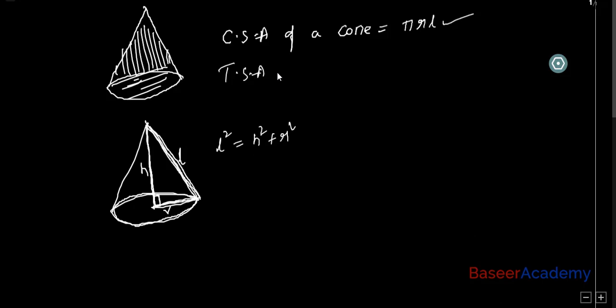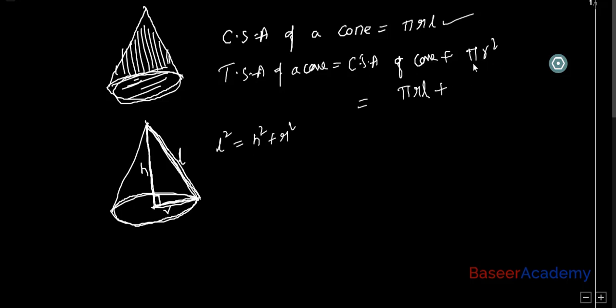The total surface area of a cone is always the curved surface area plus the bottom circle. The curved surface area of the cone is pi r L, plus the area of the bottom circle, which would be pi r square. Now if we take pi r common, we get pi r into L plus r. So the total surface area of a cone is pi r into L plus r, and the curved surface area of a cone is pi r L.